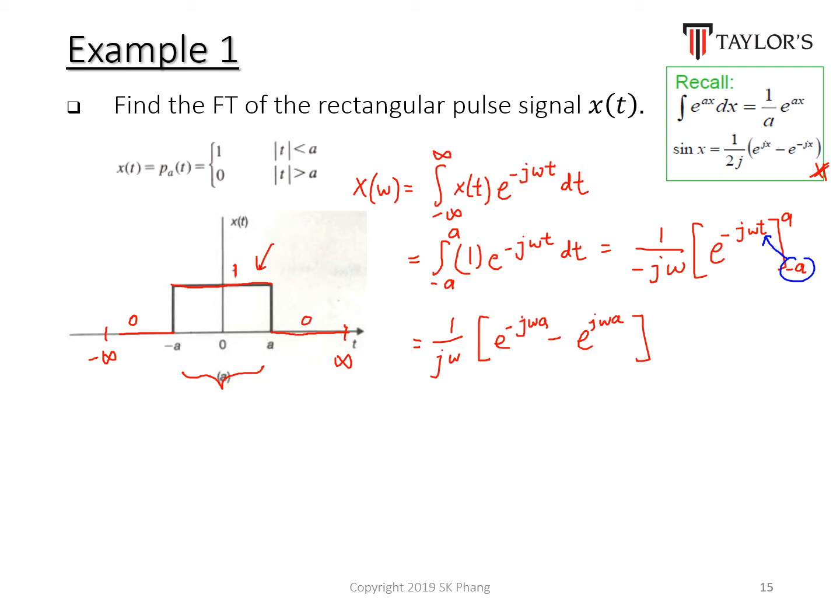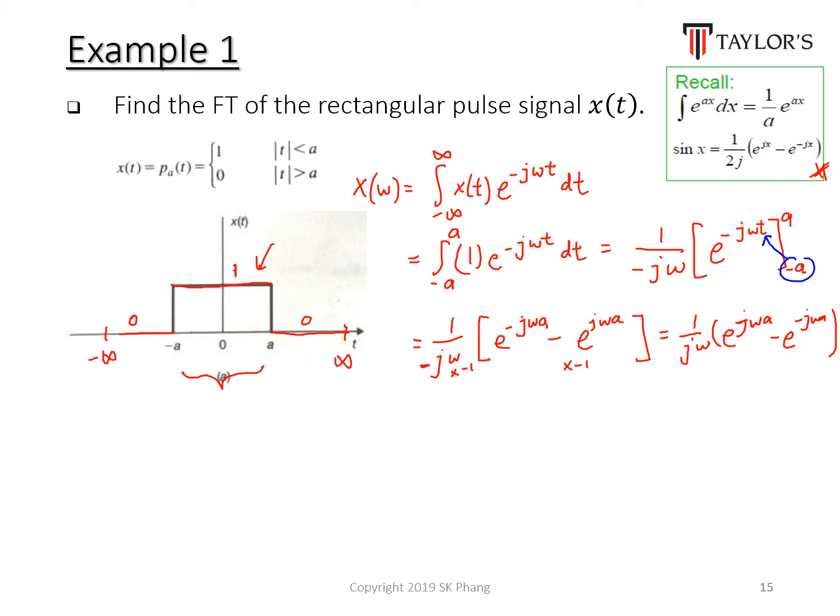and then we can write it as, oh, there's a negative here, okay, don't forget. So we can make it positive. So how do we make it positive? You just multiply by negative 1 here and multiply by negative 1 on this side. So you get 1 over j omega, e j omega a minus e negative j omega a.